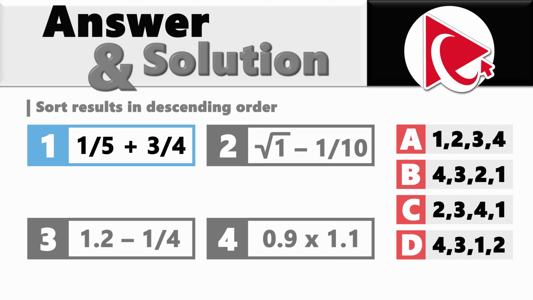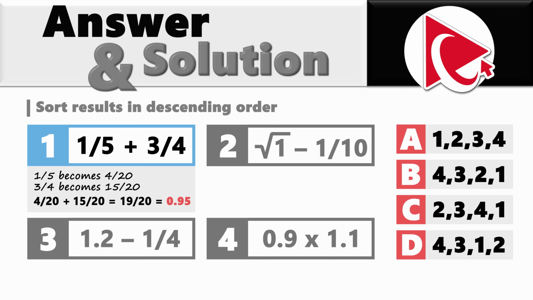In the first expression, to add these fractions, you need a common denominator, which is 20. So 1/5 becomes 4/20, and 3/4 becomes 15/20. 4/20 plus 15/20 equals 19/20 and equals 0.95.